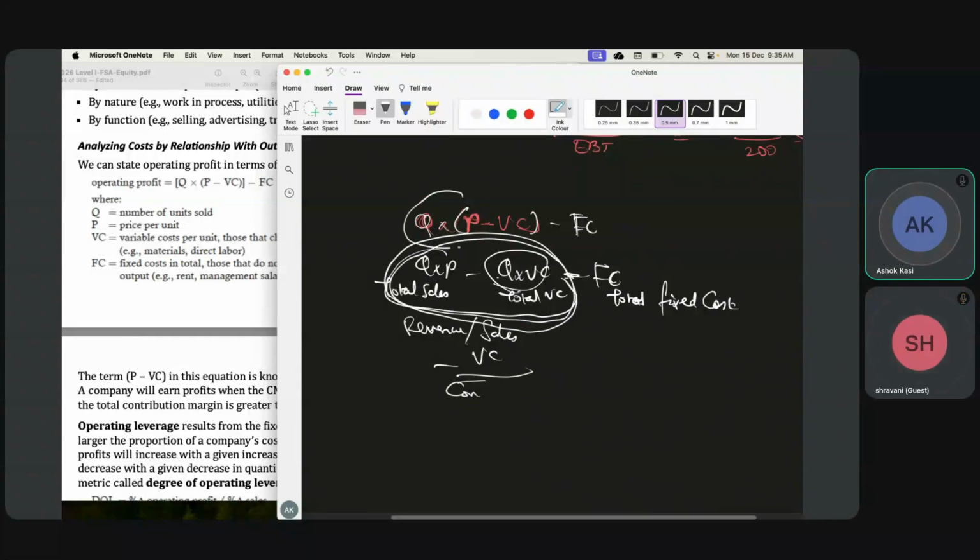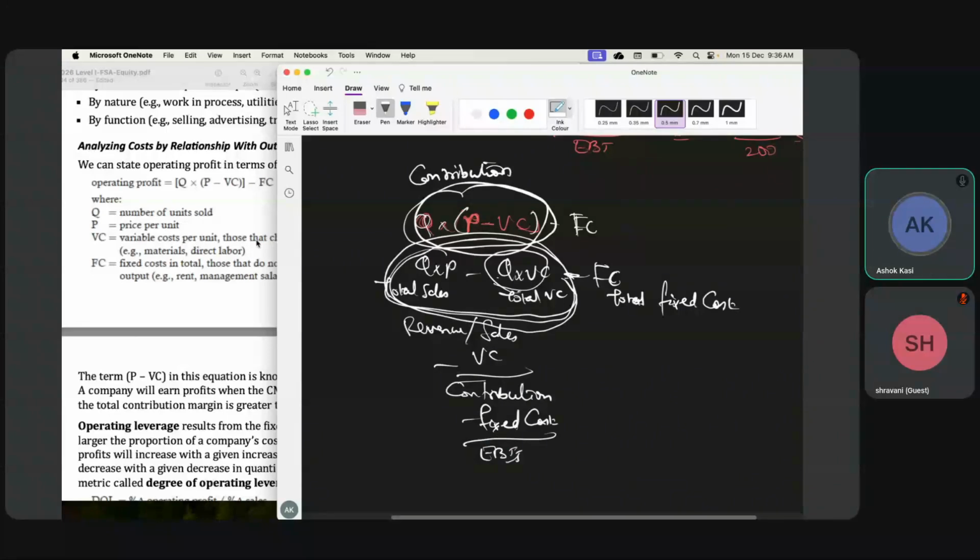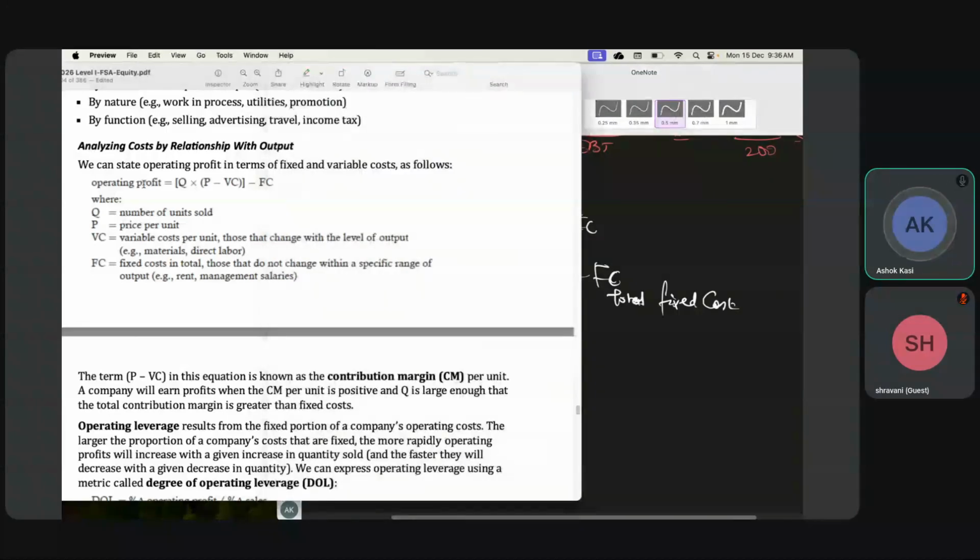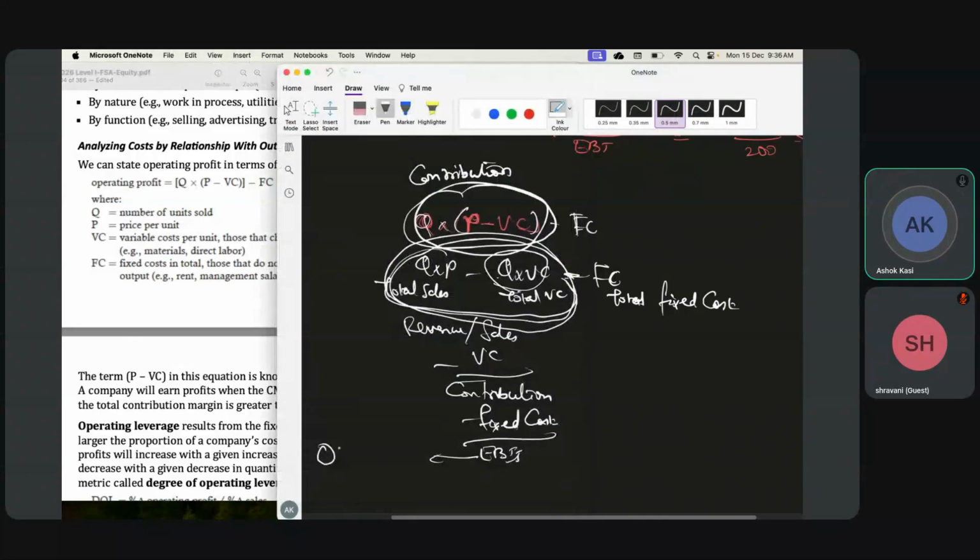Okay, so when you solve this, you will get contribution. Contribution minus fixed cost will give you EBIT. EBIT is what? Operating profit, which is mentioned here. Operating profit is EBIT.